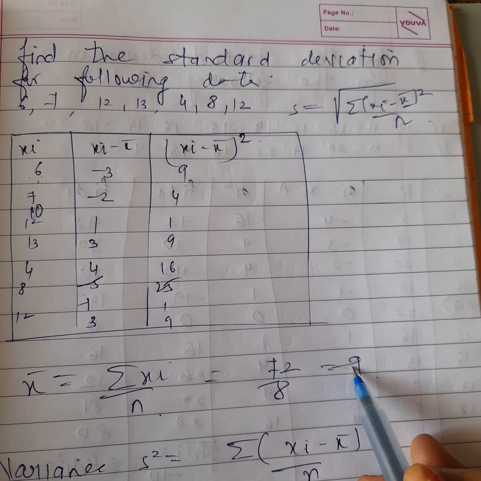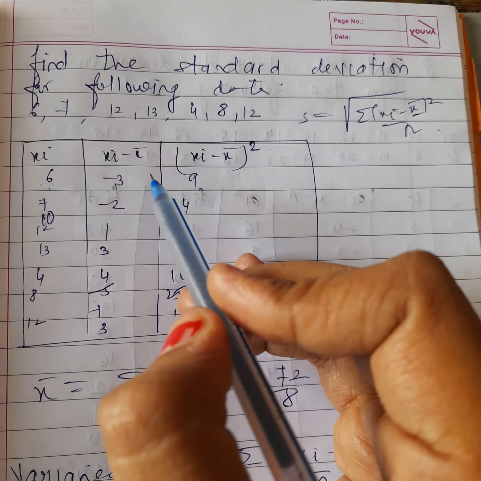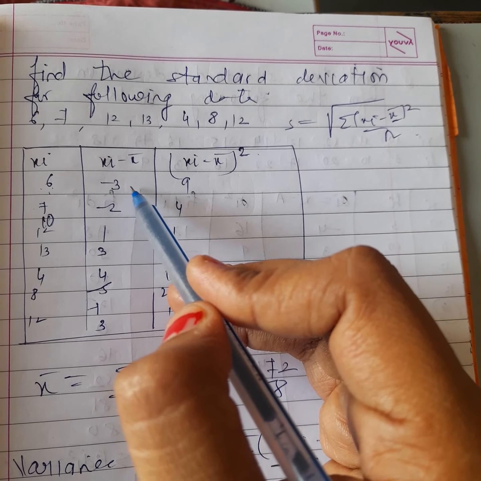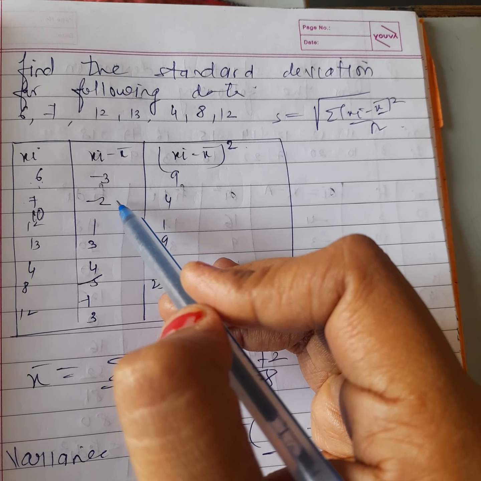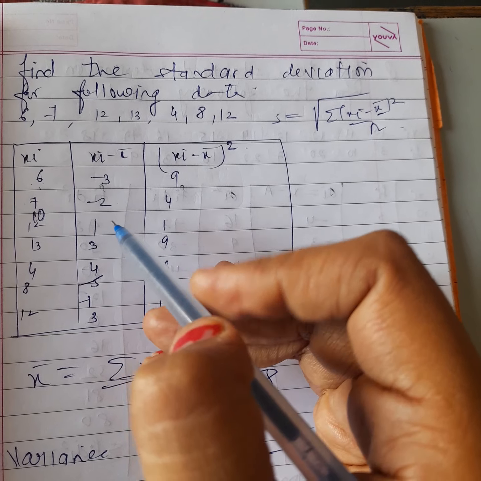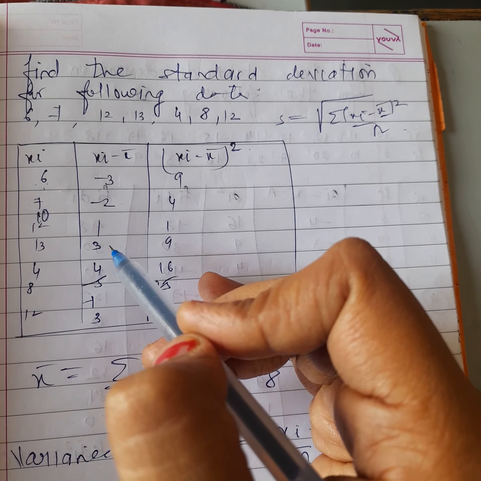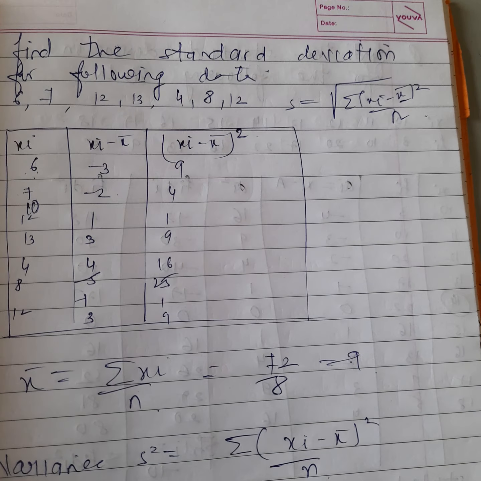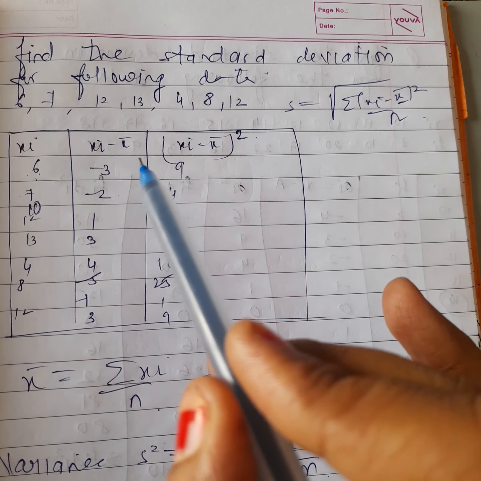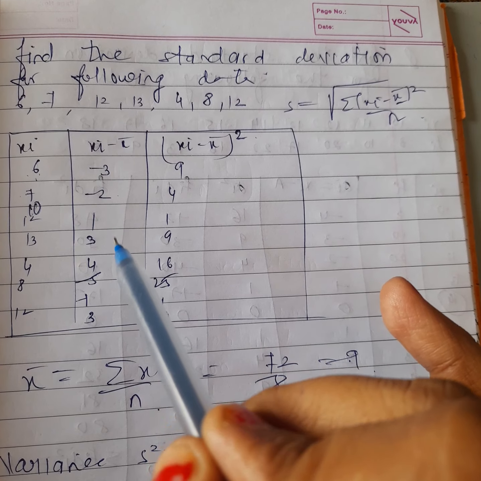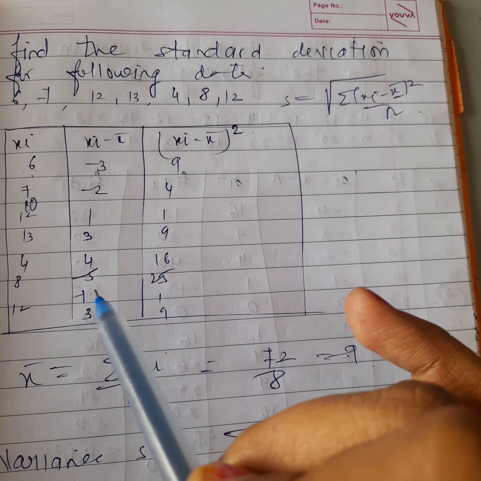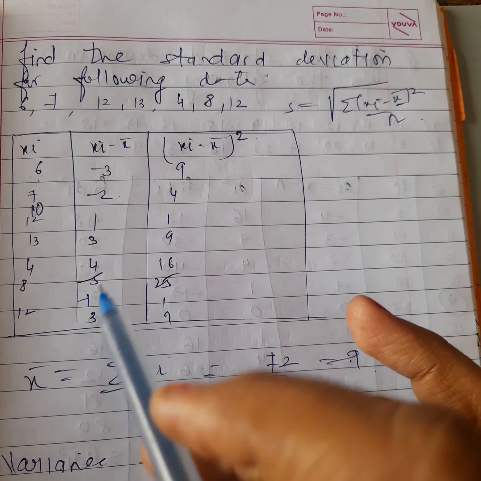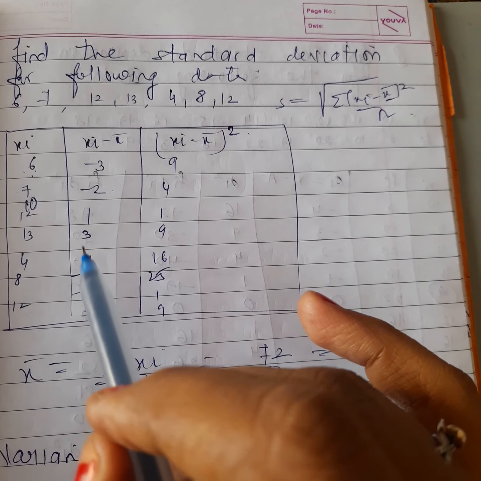So now we'll make a column xi minus x bar. Xi is 6, 6 minus 9 is minus 3, 7 minus 9 is minus 2, 10 minus 9 is 1, 12 minus 9 is 3, and so on. And here you can see we got a column of xi minus x bar: minus 3, minus 2, 1, 3, 4, then minus 5, minus 1, and 3.